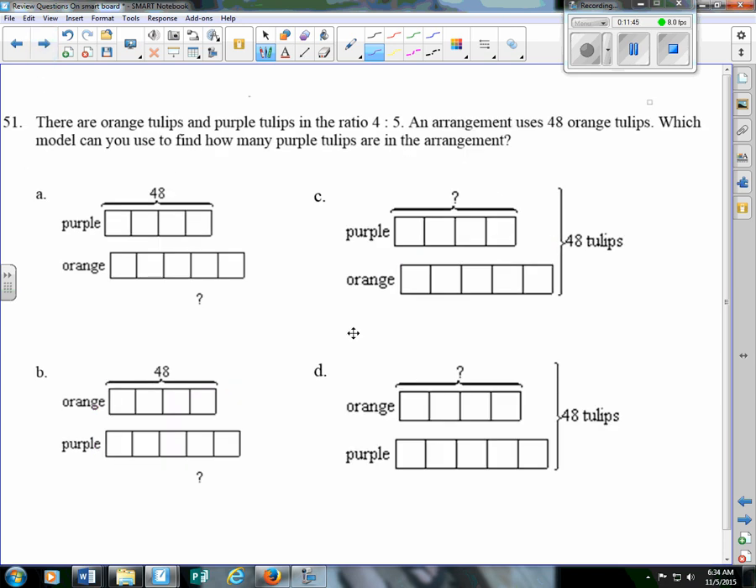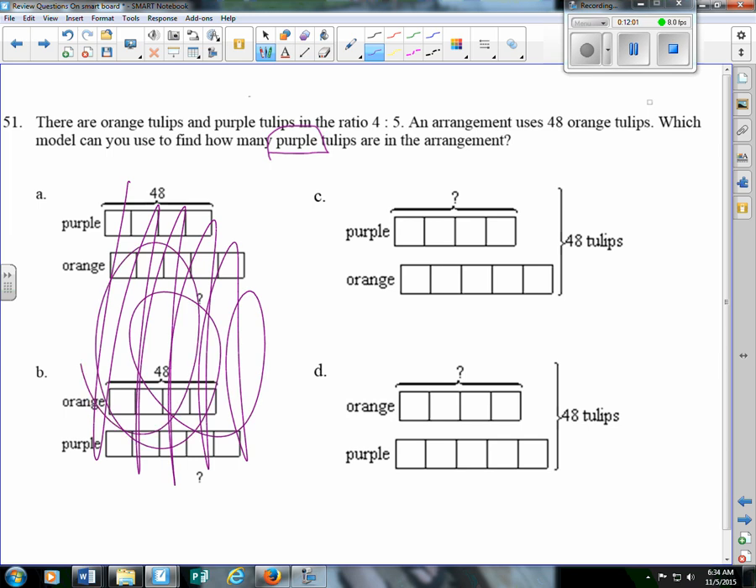There are orange tulips and purple tulips in 4:5. The arrangement uses 48 tulips. Which model can help you find the number? Same question, except that we're looking for purple, and we use 48. So 48's over to the side, so these are all gone. And we're looking for purple. This one's looking for orange. This one's looking for purple. C is correct.